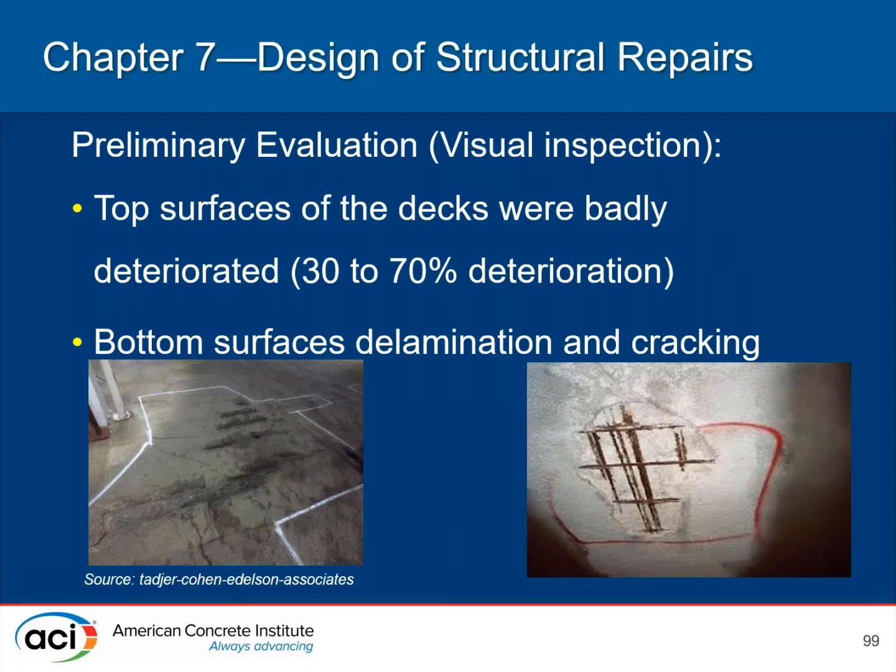So the preliminary evaluation, visual inspection, reviewed in this case that the top surfaces of the decks were badly deteriorated. It was reported here as 30 to 70% deterioration. And the bottom surfaces were delaminated and cracking as well. And you can tell that there is evidence of reinforcing steel corrosion, and there's low cover as shown in the picture on the left, and fairly large areas, and low cover in the soffit areas on the right.